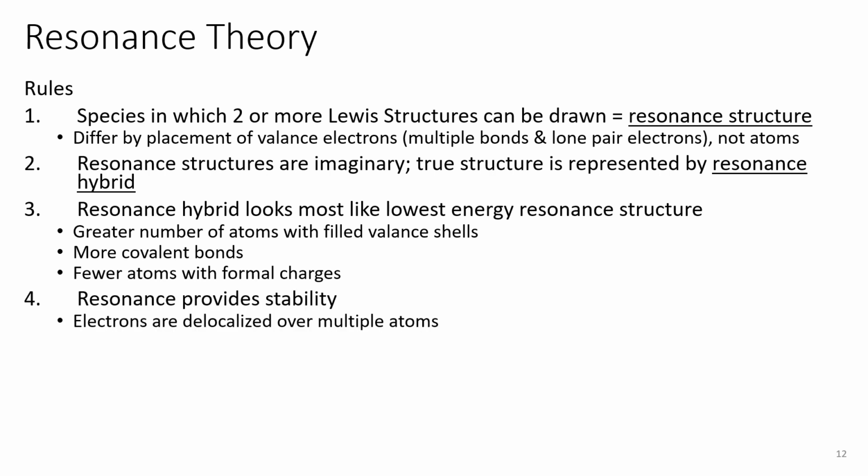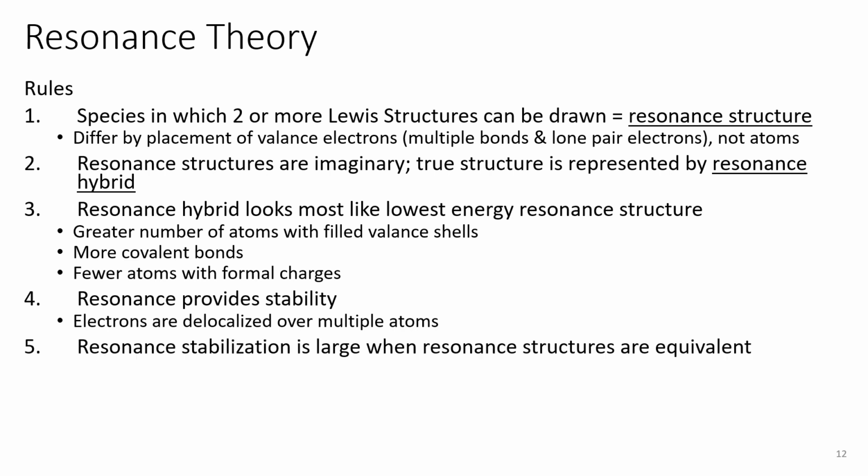Resonance provides stability. One of the things that we're going to see with resonance theory is that the more resonance structures we have, the more stable that molecule is. Electrons are delocalized over multiple atoms when we talk about our resonance structures and our resonance hybrid. So that delocalization is actually stabilizing when we look at the resonance hybrid compared to the individual structures that we have. Resonance stabilization is going to be very, very large when resonance structures are equivalent.